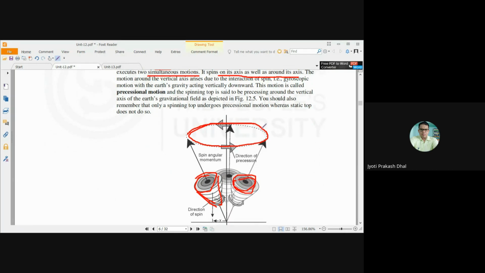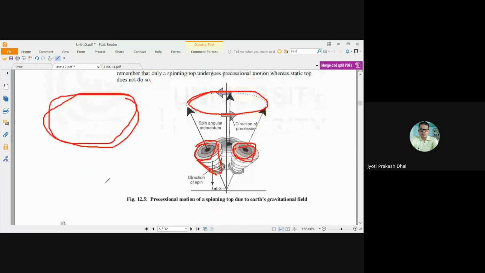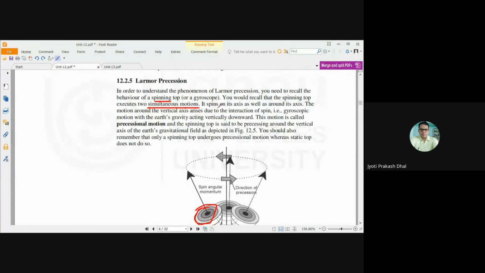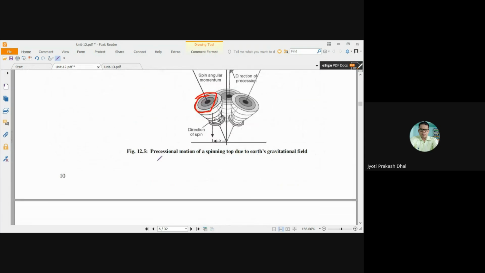The spinning top will follow this axis, and simultaneously when it spins, it will also spin around its own axis. So two types of motions are there for a spinning top. The motion around the vertical axis arises due to the interaction of the spin, that is the gyroscopic motion, with the earth's gravity acting vertically downward. This motion is called precessional motion. The spinning top is said to be precessing around the vertical axis of the earth's gravitational field, as shown in the figure.